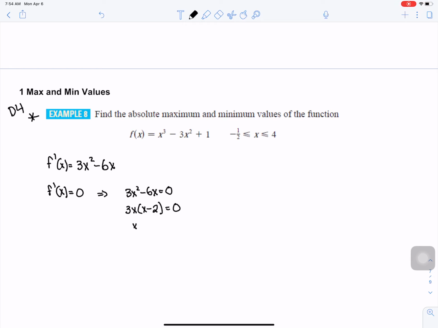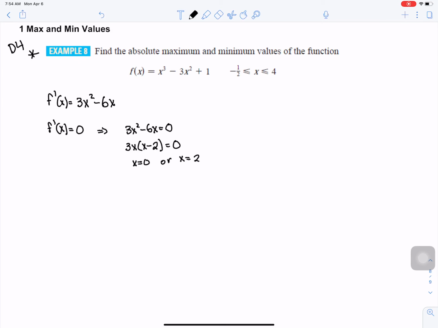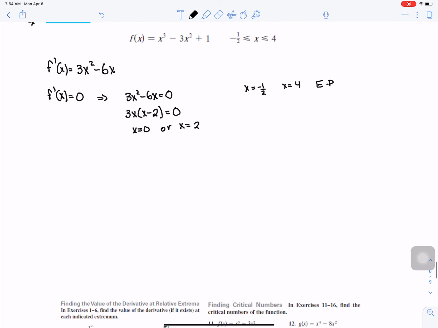So you can see here that x will equal 0 or x will equal 2. So those are my critical points. X equals -1/2 and x equals 4 are my end points. So all that I have to do now, and over here as well, there is no denominator. There are no values here that would end up getting solved. So I'm going to do my function at -1/2. I'm going to do my function at 0. I'm going to do my function at 2. And I'm going to do my function value at 4.